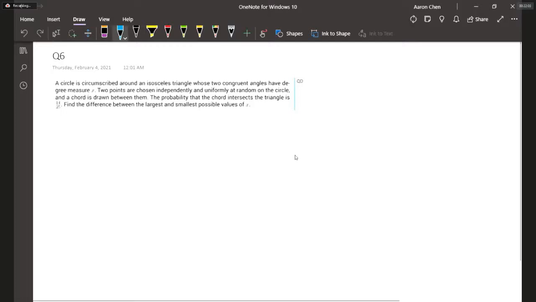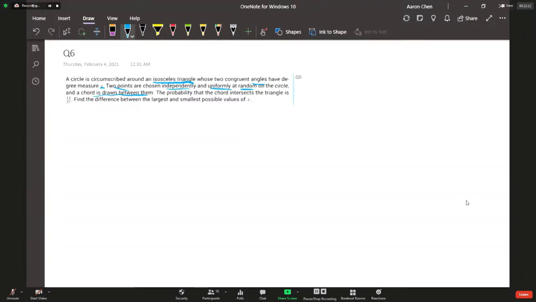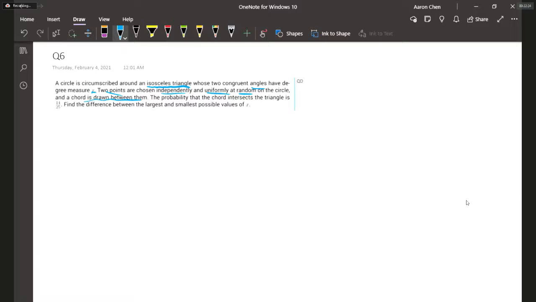All right, so I'll start going over this problem now. So you're given a circle that's circumscribed around an isosceles triangle, and the two congruent angles of the isosceles triangle have degree measure x. And then you choose 2 points independently and uniformly at random on the circle, and you draw a chord between them. And the probability that the chord intersects the triangle is 14 over 25. And so what you're trying to find is the difference between the largest and smallest possible values of x.